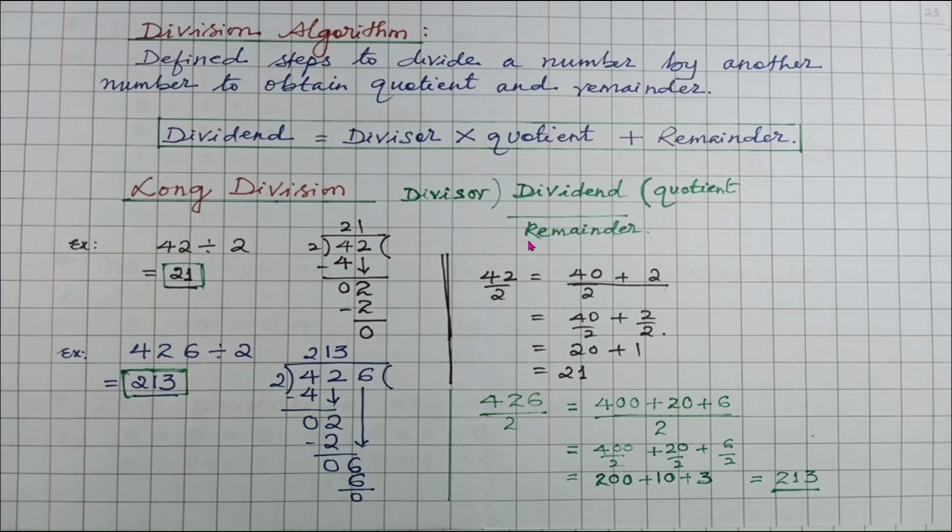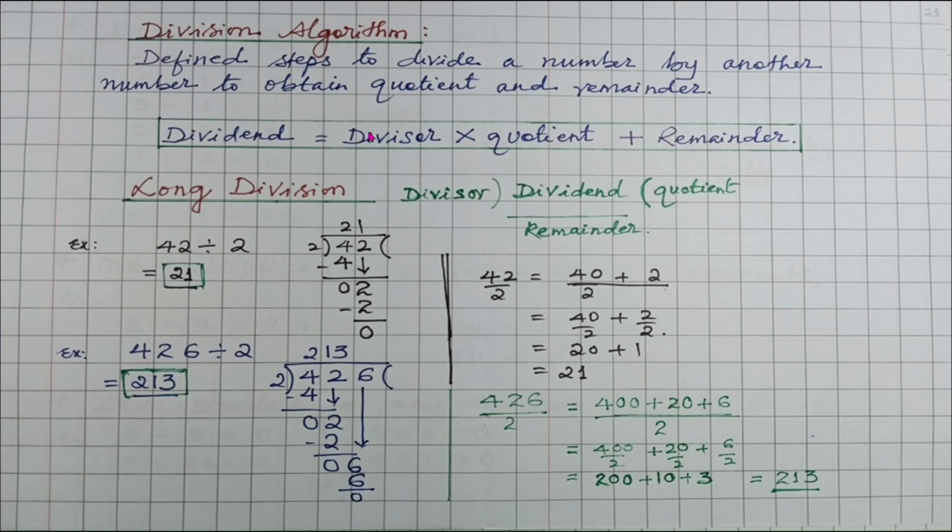Now division algorithm. This is a very important thing which you have to remember. What is an algorithm? An algorithm is a procedure which consists of definite steps in order to solve a problem. Here the problem is to divide one number by another, so it is a division algorithm. Division algorithm is defined steps to divide a number by another number to obtain quotient and the remainder. Please remember that.